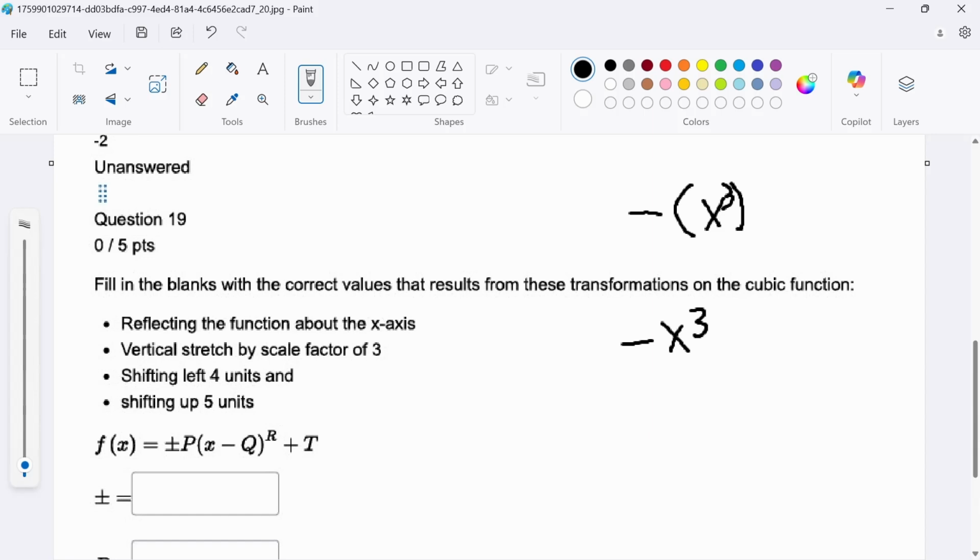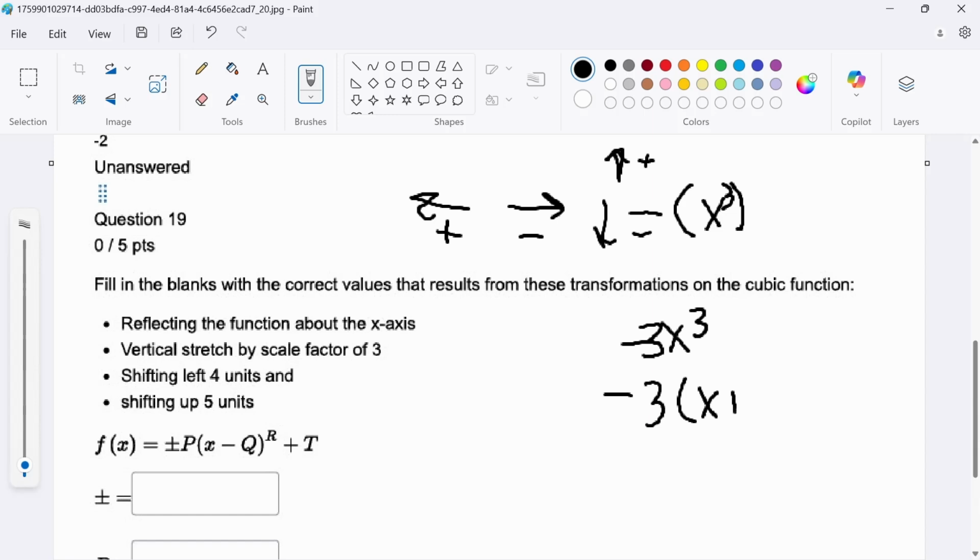Vertical stretch by a scale factor of 3. 3x squared. The 3 is not being squared. Right, it's a vertical stretch. Shifting left 4 units, it's going to be x. Left is positive. If I shift that way, it's positive. If I shift that way, it's going to be a negative. If I shift up, it's positive. Shift down is negative. Because it's x minus, that's why it flips everything. So it's a shift left 4 units, so this is going to be plus 4. And then that whole thing is cubed.